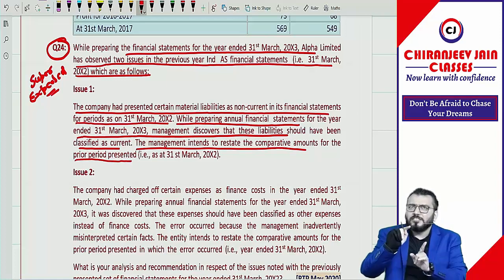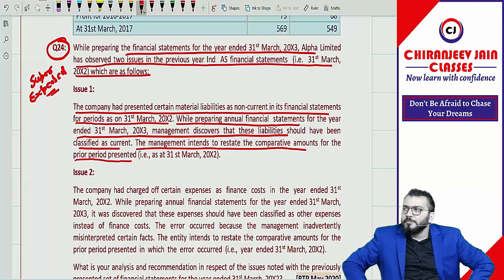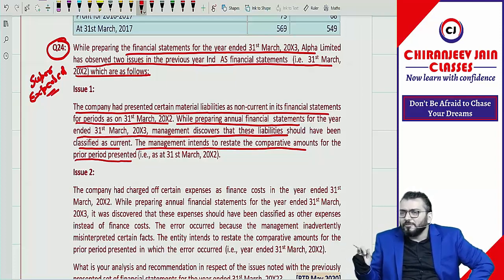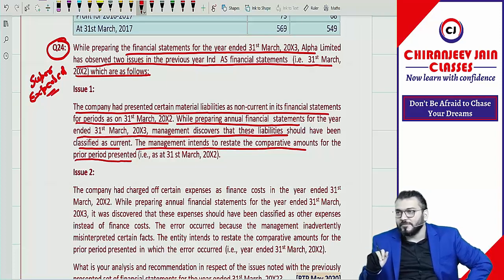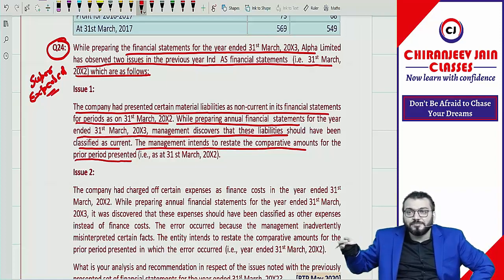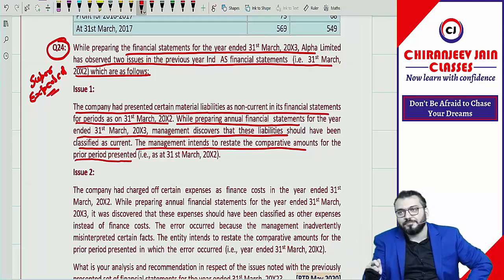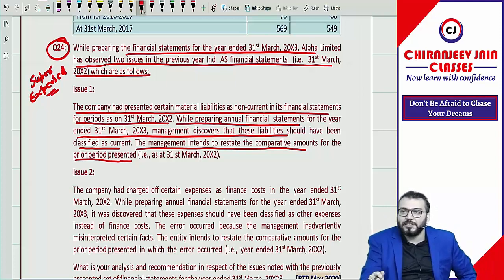First thing we need to understand is whether it is a reclassification or whether it is an error. Last year there was some liability which was current but has been shown as non-current. The first point is that in the current year, will it be considered an error or a reclassification?